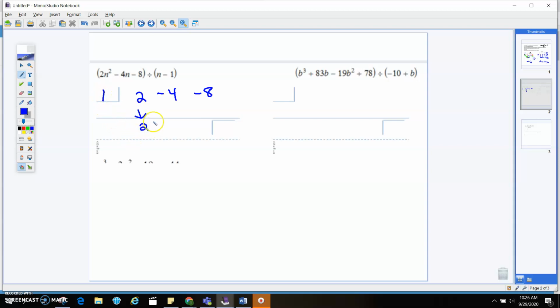Multiply by 1 times 2. Negative 4 plus 2 is still negative 2. 1 times negative 2 is going to give me negative 2. And I'm going to get negative 10 as my remainder.